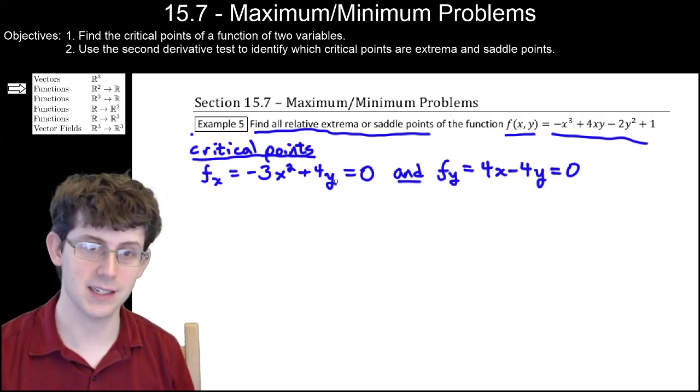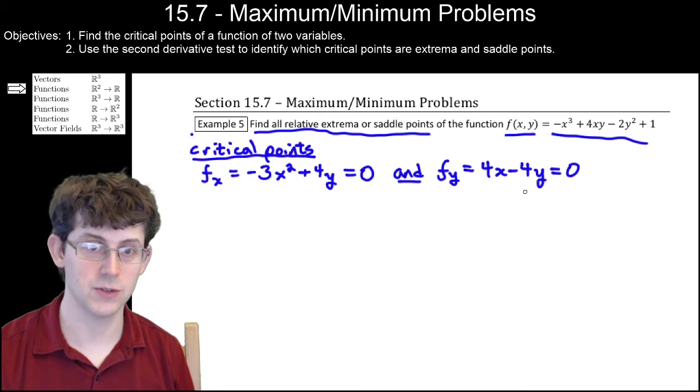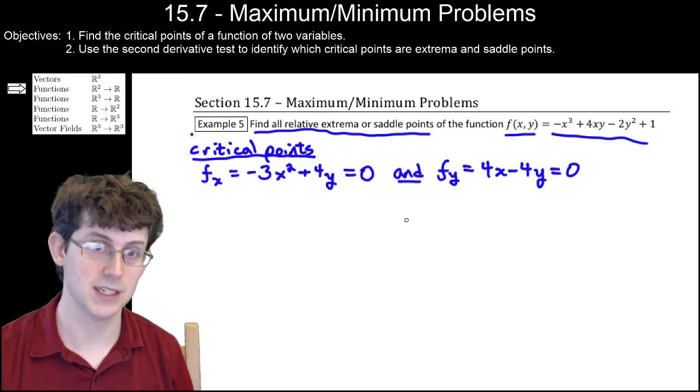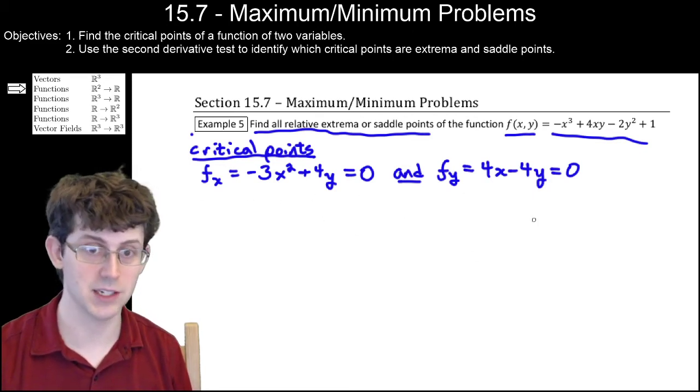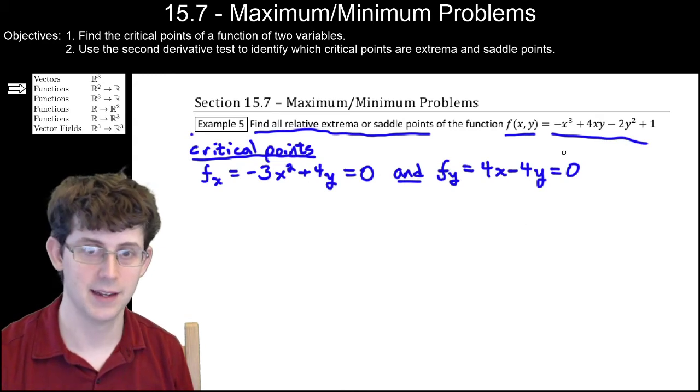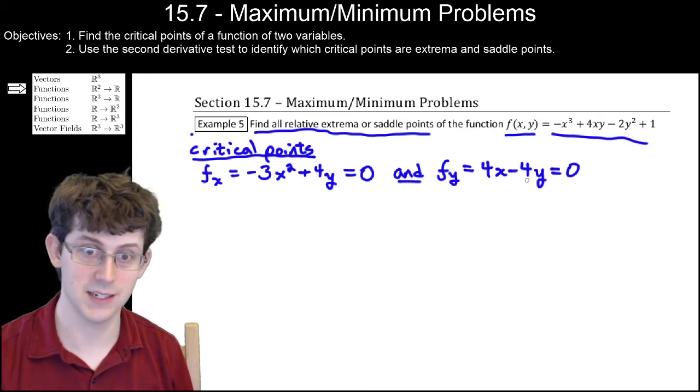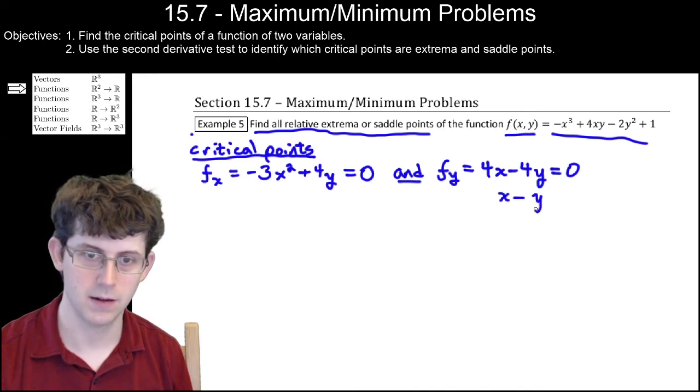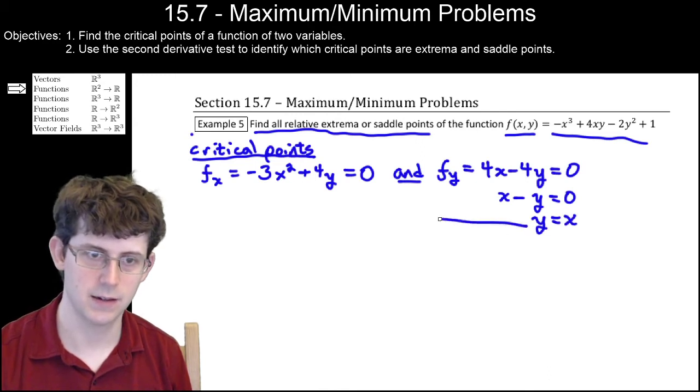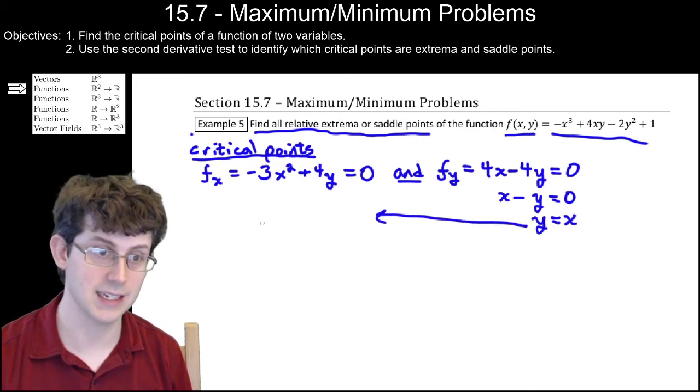The easiest way to solve a system of equations is to use substitution, which is to solve for something in some equation and substitute it into the other one. This equation over here on the right looks a lot easier to me, so I'll deal with this one. I'll divide both sides by 4, and I get that y equals x. And I'll substitute that into here.